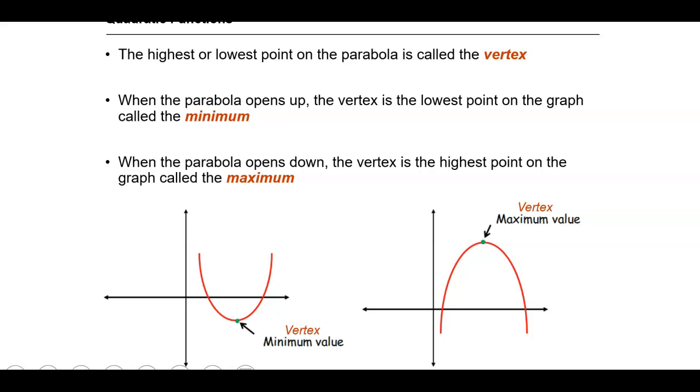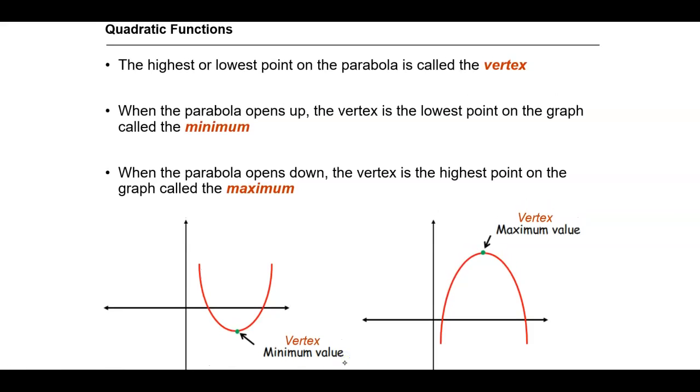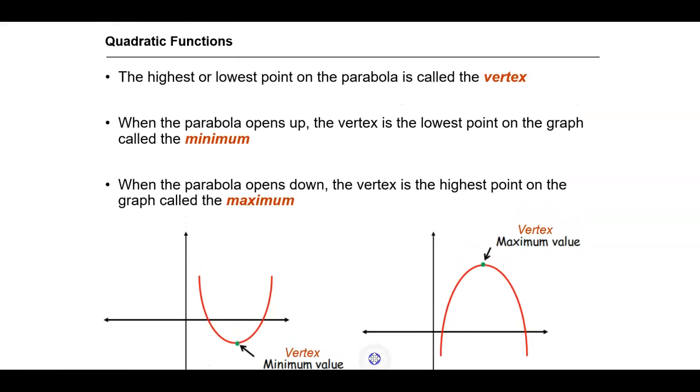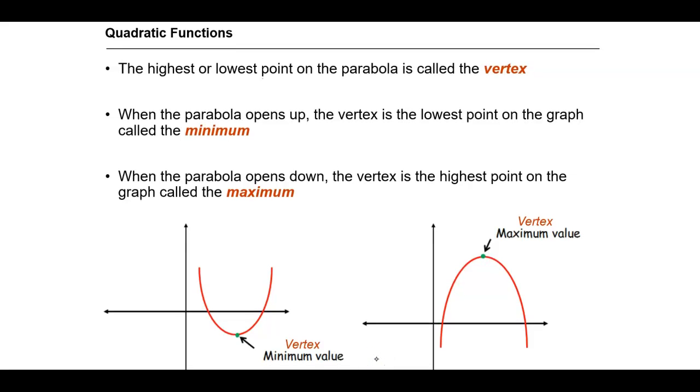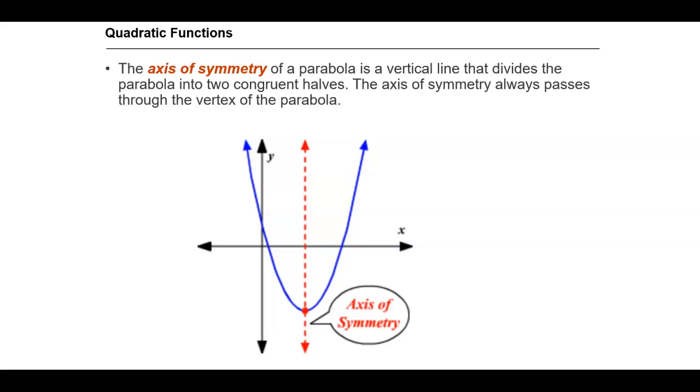So, quadratic functions. The highest or lowest point is called the vertex. We know this already. We know the bottom is a minimum. We know the top is a maximum. We also know axis of symmetry is always x equals whatever the x value that it goes through. This is old news.